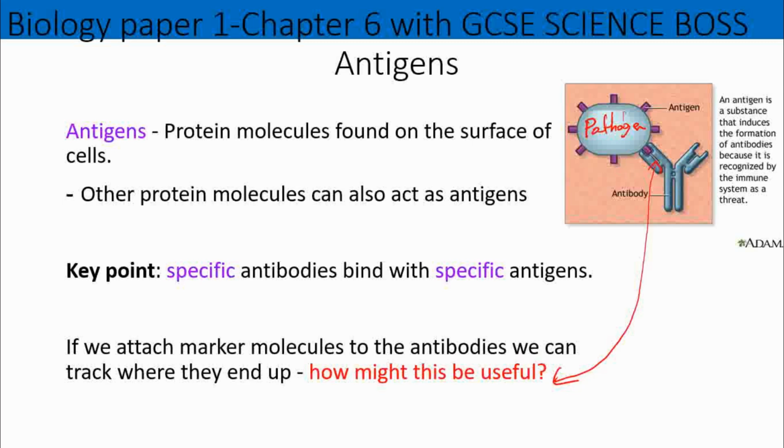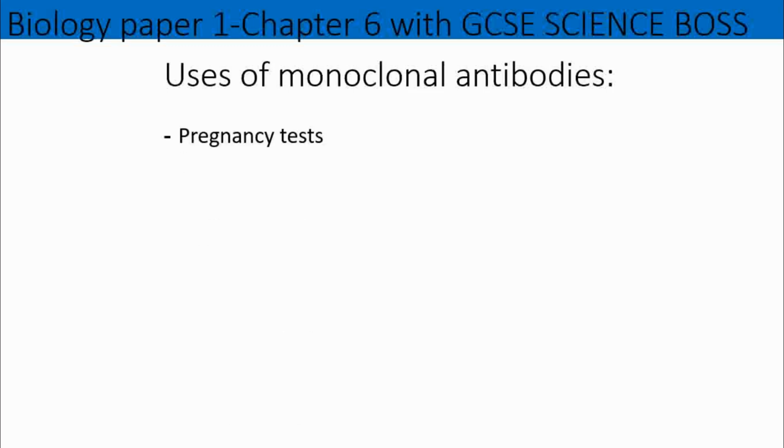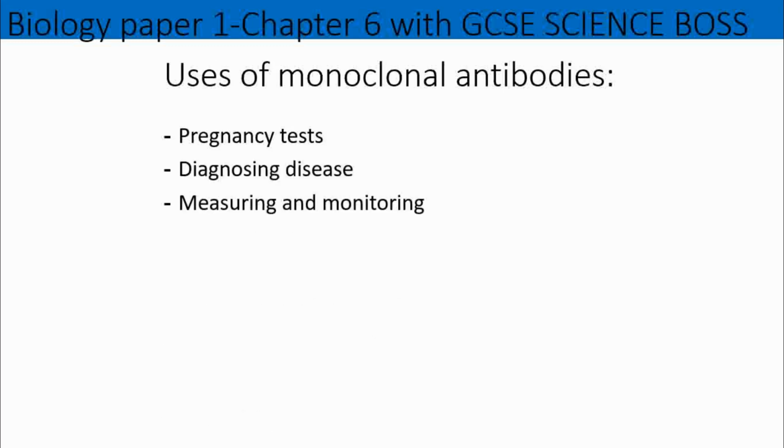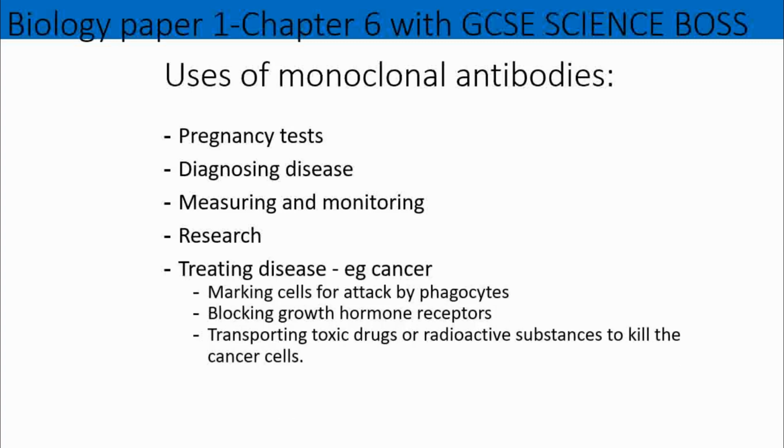And here are some uses. One use is that we can use it in pregnancy tests. We could use it to diagnose diseases, because remember, the specific antibody is going to bind to a particular type of antigen which is found on certain cells. We could use it to measure and monitor certain diseases. We can use it for research. We can use it for treating many diseases such as cancer. You can mark the cells for attack by phagocytes. You could block hormones. There are so many different uses because of these monoclonal antibodies.